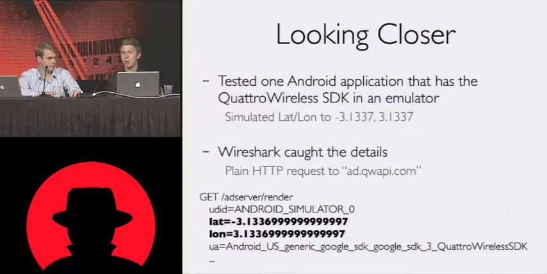one application in particular, we looked at that had the Quattro Wireless SDK. In the Android simulator, we were actually able to pretend we were at 3.1337, and we Wiresharked it, as all good reverse engineering things start with. And we found a plain text HTTP request to ad.quappy.com, which is Quattro Wireless's ad servers. And I broke down the request just so it's easier to read. And sure enough, we have a poorly rounded version of our latitude and longitude being sent in plain text to an ad server. This is really interesting.